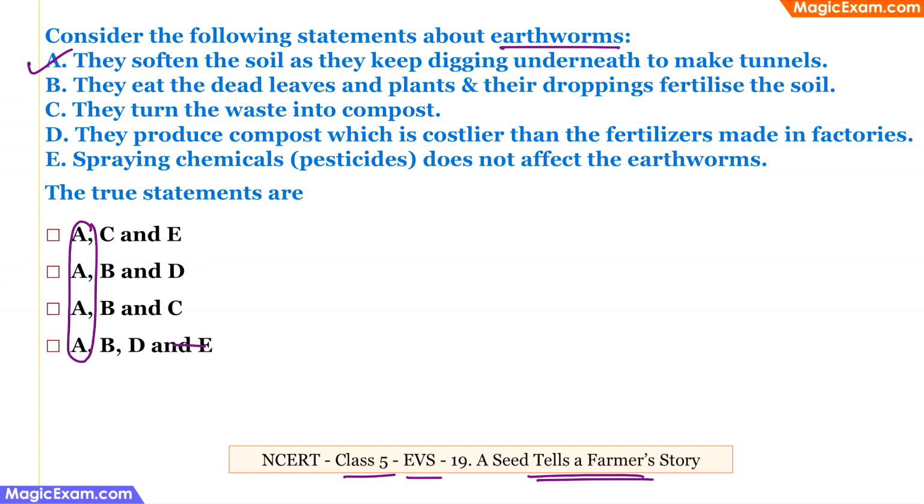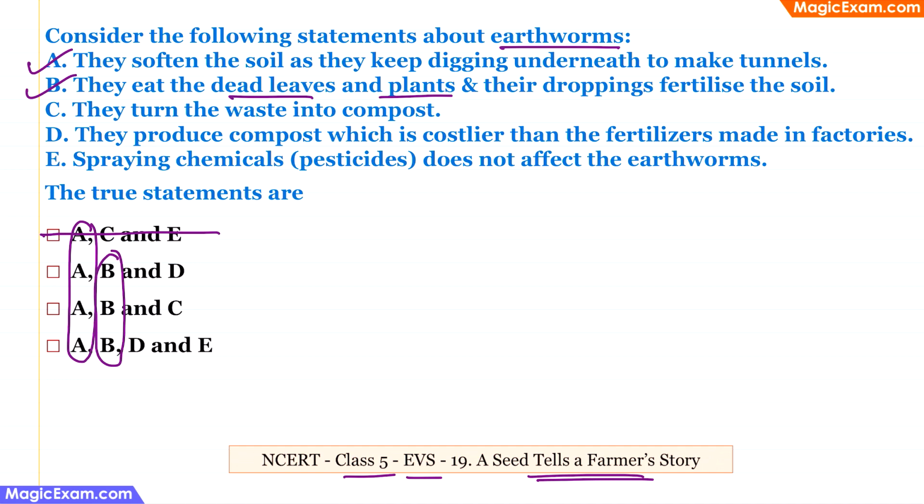Next, they eat the dead leaves and plants and their droppings fertilize the soil. Now, this again is a correct statement, because what the earthworms do is they eat the dead leaves and plants in the soil and their excreta, that is their waste, actually becomes a fertilizer. Now, since B is correct, any option which does not have B in it will be incorrect. The first one does not have B, therefore this can be eliminated. The other 3 have B in it.